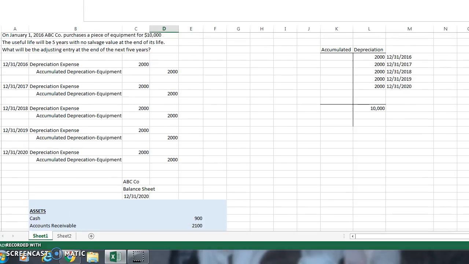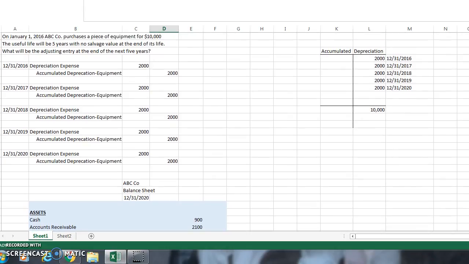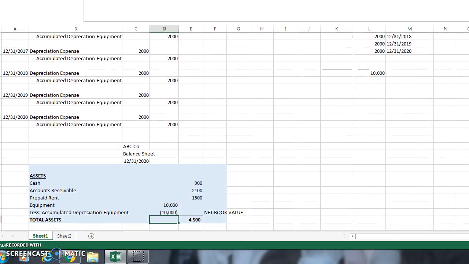I hope this helped you see a little bit how the accumulated depreciation account works, why we record the adjusting entry, and what it looks like over time on our balance sheet.